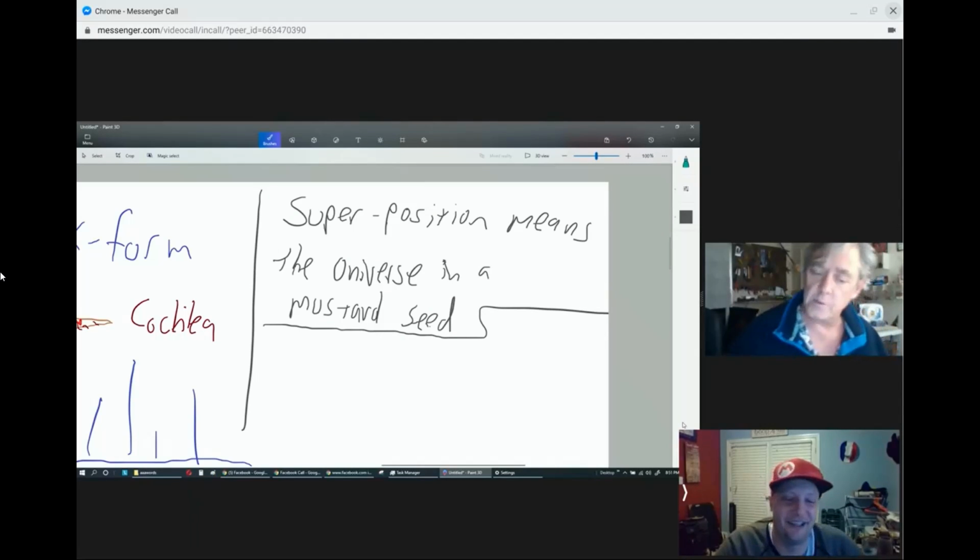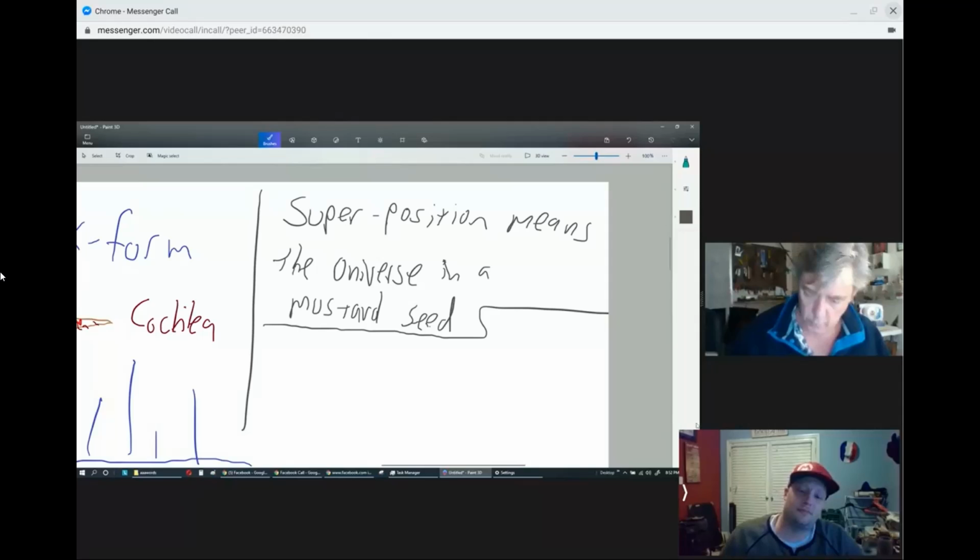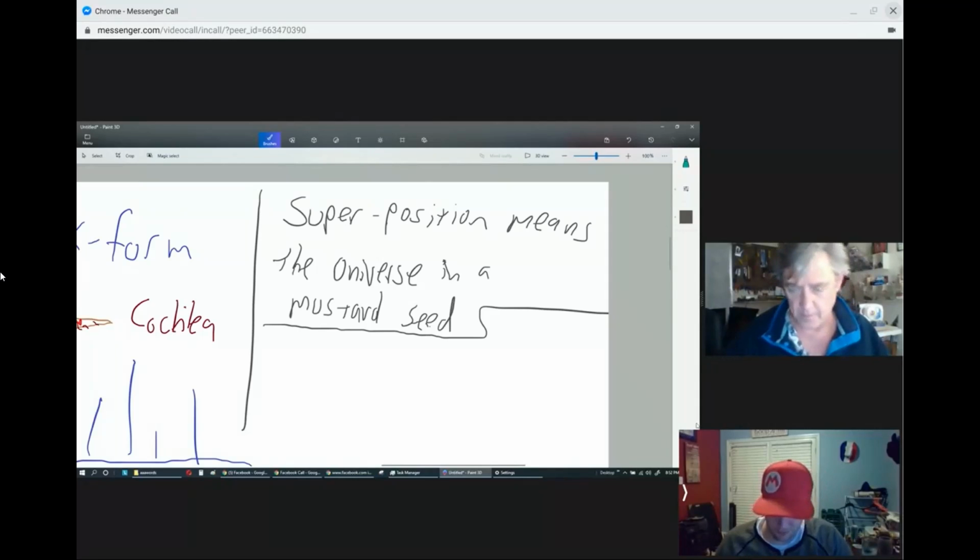Superposition. What it means is that waves made of the same stuff add up, and Fourier analysis comes from this particular odd result, which is that you can make any waveform you want with enough other waves. The universe is a mustard seed. That's interesting.